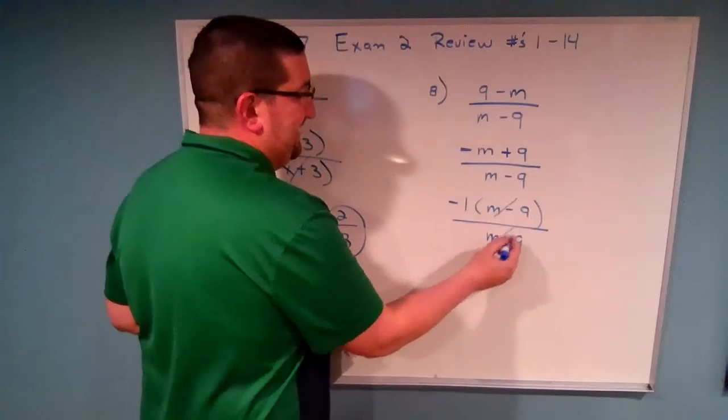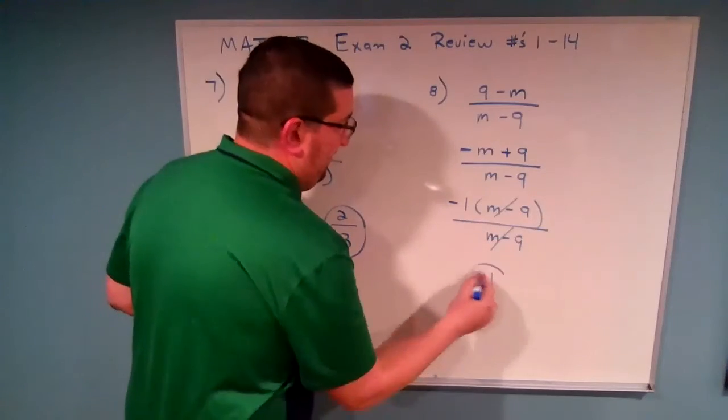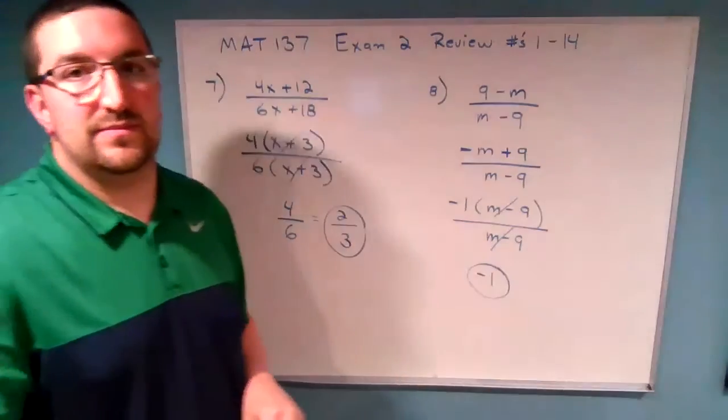The m minus 9's cancel. We're left with negative 1.